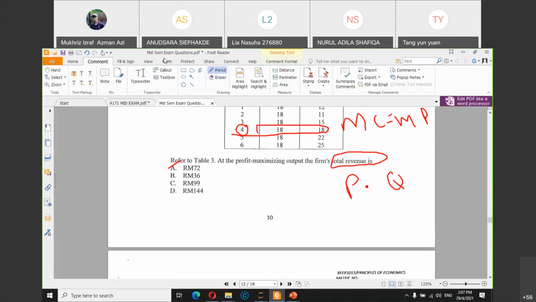Again, you need to do your own practice. Look at the test bank and past years' questions, and practice the questions related to this topic. So I think that's it for today. Inshallah, we'll see you.